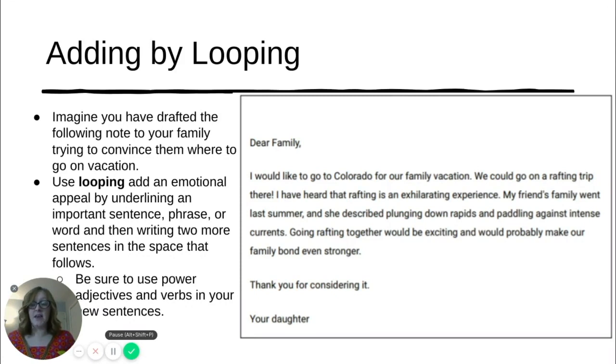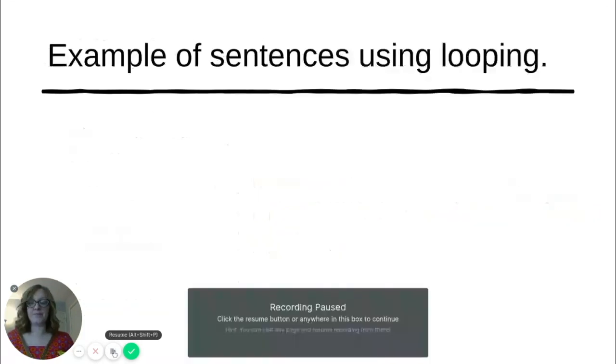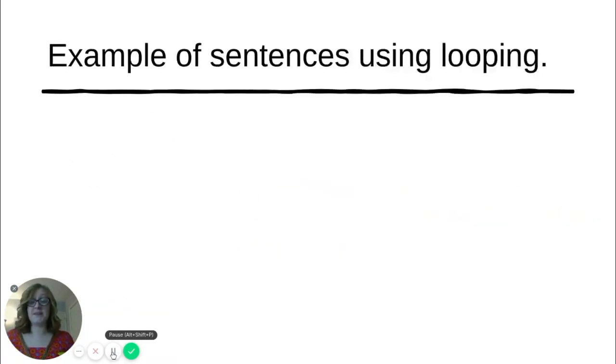For this activity, you will use looping to add an emotional appeal by underlining an important sentence, phrase, or word, and then writing 2 more sentences in the space that follows, item 1 and item 2. Be sure to use power verbs and adjectives in your new sentences. You may pause here and begin now. Let's go over some examples. Remember, your answers will vary and should be different from mine.